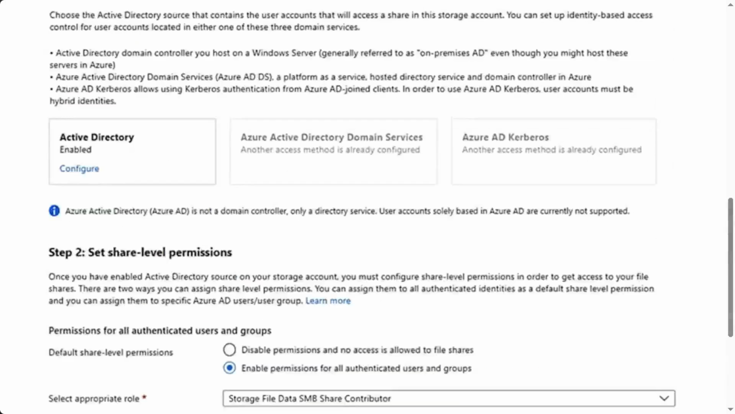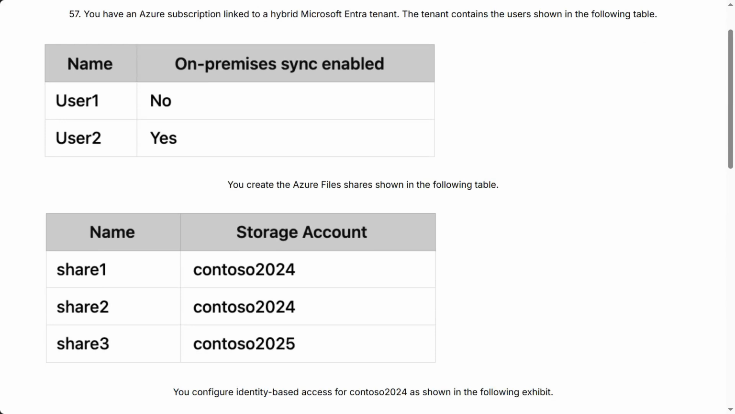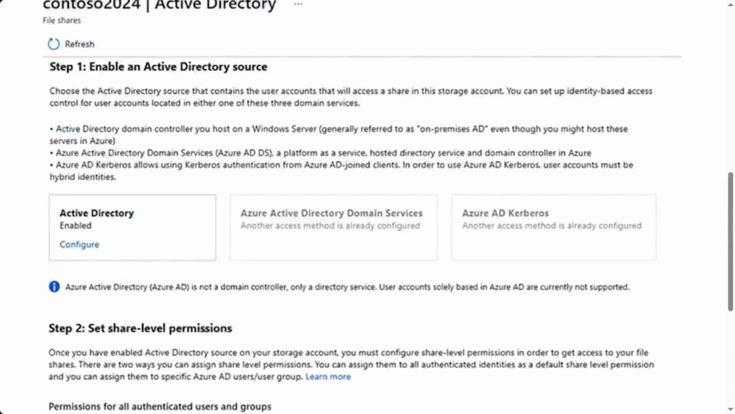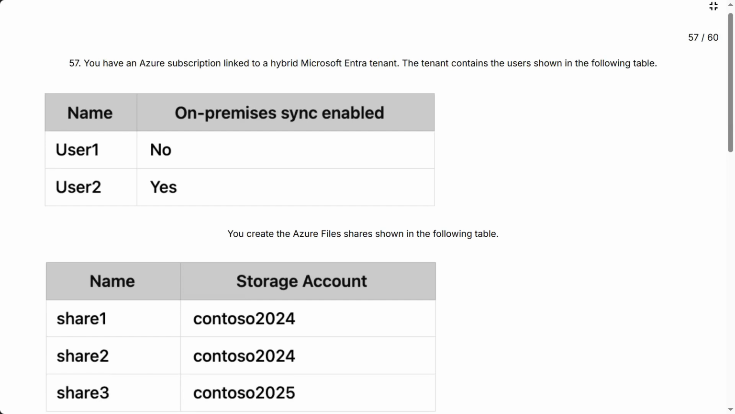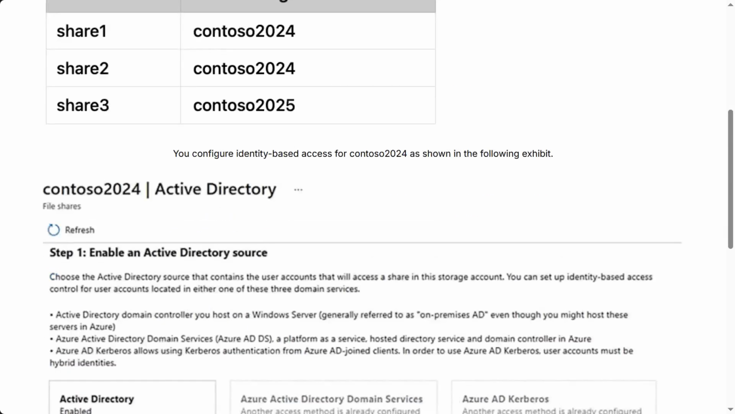This question tests your understanding of Azure Files Active Directory authentication requirements, specifically whether users need on-premises sync enabled to access file shares. Looking at the images, User 1 has on-premises sync enabled equals No, while Share 1 is in Contoso 2024, which has Active Directory authentication enabled.